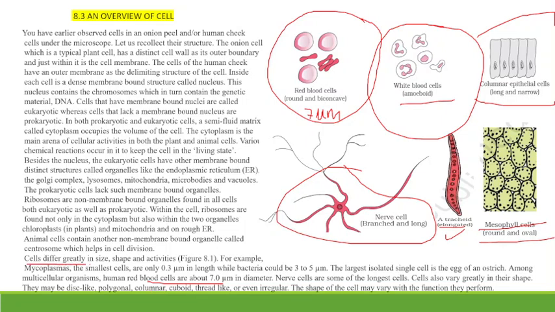So what we have seen is that cells differ greatly in size, shape and activities. Up to now we have discussed the basic idea of a cell, an overview of a cell, and in another lecture we are going to differentiate between eukaryotic and prokaryotic cells. So this was all about the basic idea of a cell. Let's meet in another lecture with the same topic, cell biology. Thank you.